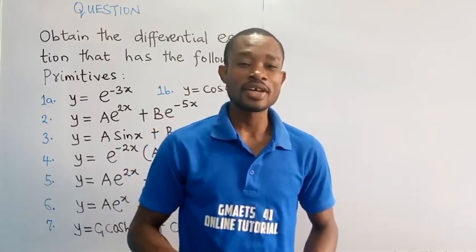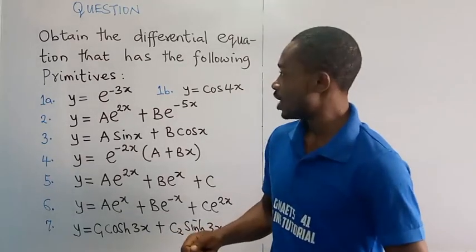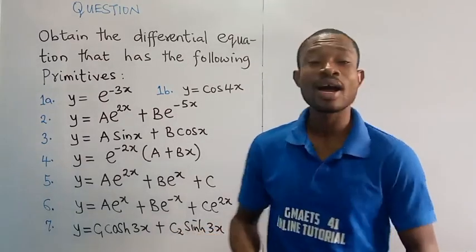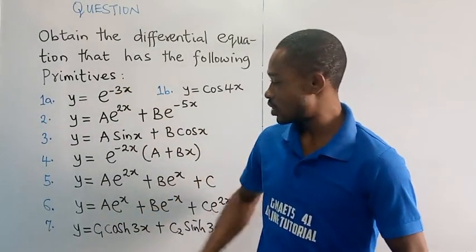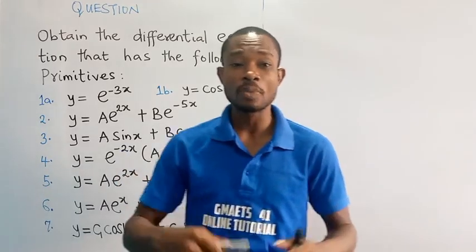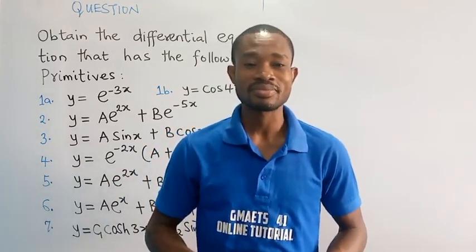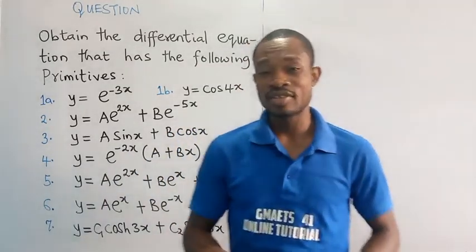Just as a reminder, in our previous tutorial, I taught you how you can obtain the differential equation that has a given primitive. We looked at question 1a to question 6, because I gave you questions number 4 and 5 to try and then drop your answers in the comment box. So today we are going to see how we would deal with question 7.